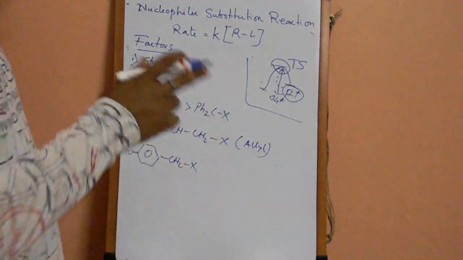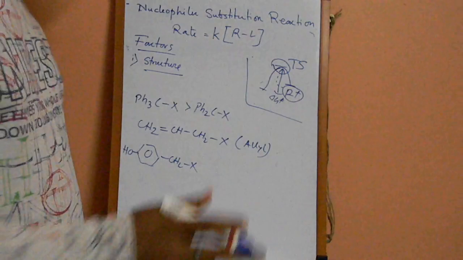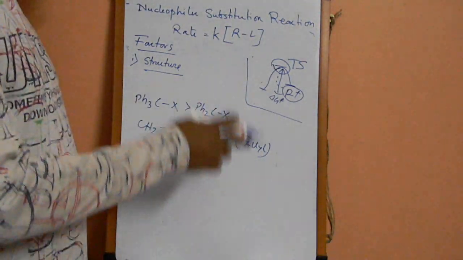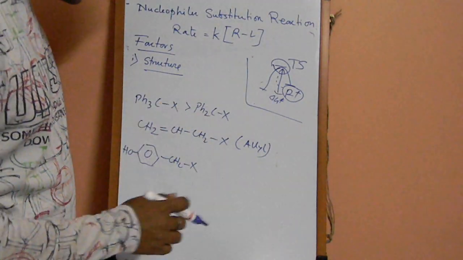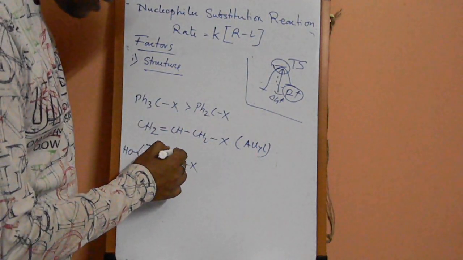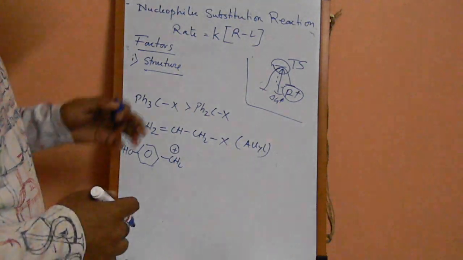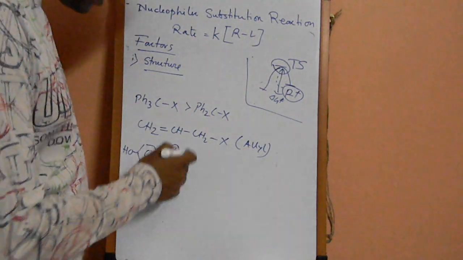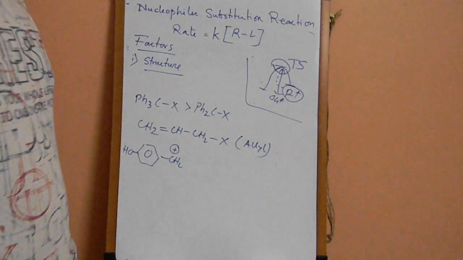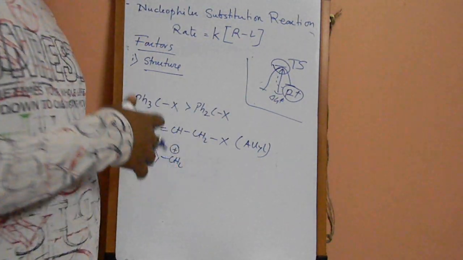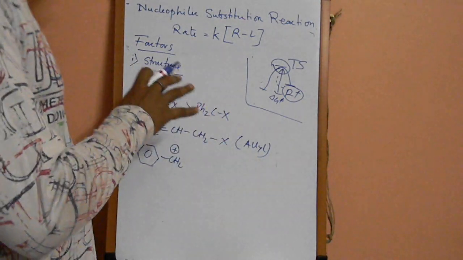Remember one thing, whenever you are considering SN1 reaction, you want to dissociate this bond, and you have to consider the stability of the resulting carbocation which is forming after dissociation. The more stable this species is, the more is the rate of the reaction. These are mainly the electronic effects on the substrate.